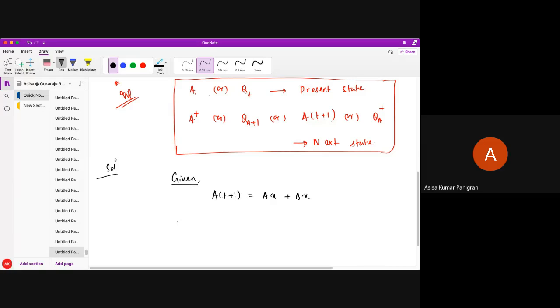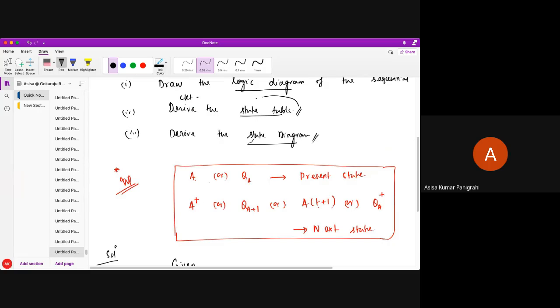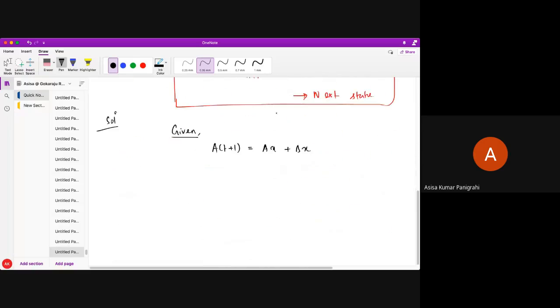First of all, students, please tell me, I have to find out my state table. In order to find my state table, I need to know my transition equation. If I know my transition equation, then I can say my transition is happening from present state to next state. For X equal to 0, some transition. For X equal to 1, some transition. So what I mainly need to do here is find the transition equation for both the flip-flops.